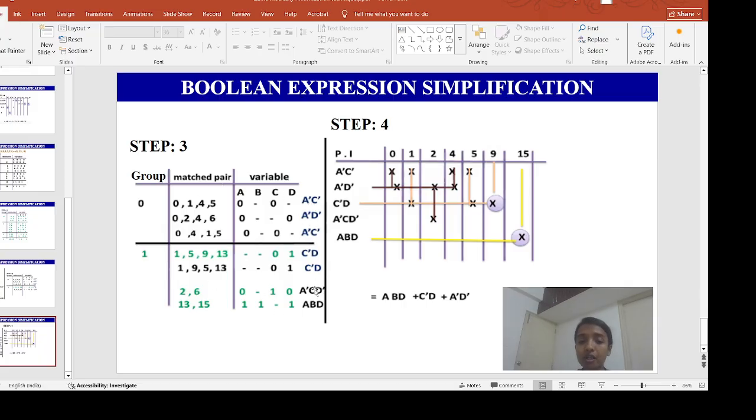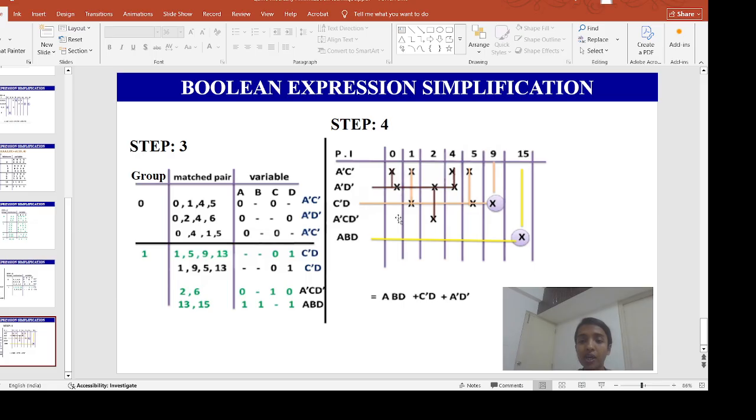Now these are all prime implicants. In step 4 we have to make a prime implicant table. So the left column should be all the prime implicants. We have to write A bar C bar, A bar D bar, then C bar D bar, A bar C bar D bar, then ABD. And this is all the minterms 0, 1, 2, 4, 5, 9 and 15.